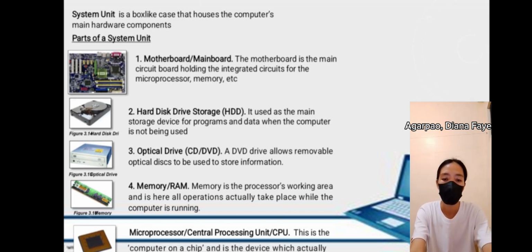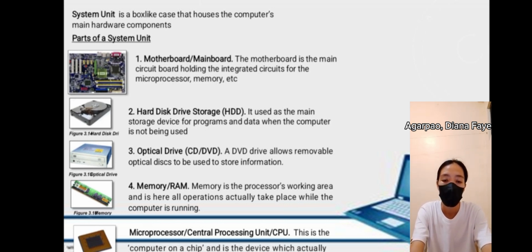Number 2, hard disk drive storage. It is used as the main storage device for programs and data when the computer is not being used. Information is stored on the hard drive magnetically, and the capacity of the device is usually measured in megabytes, gigabytes, or terabytes, etc. Number 3, optical drive, CD or DVD. A DVD drive allows removable optical discs to be used to store information.